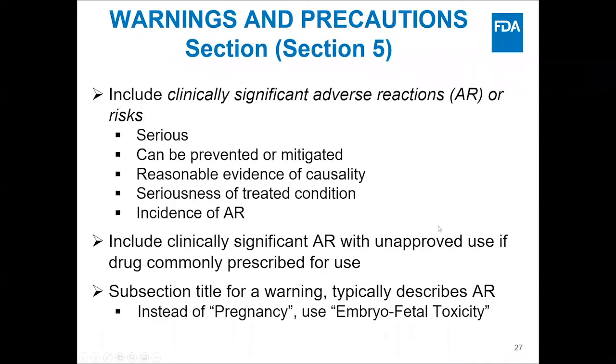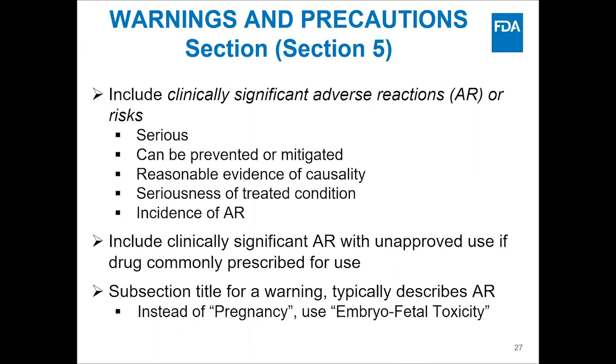So moving on to the warnings and precautions section, section 5. These are clinically significant adverse reactions or risks. It's not all adverse reactions, but those that are clinically significant. And one of the things that we always look at is when should an adverse reaction, something in section 6, the adverse reaction section, also be included in section 5? When is it clinically significant?